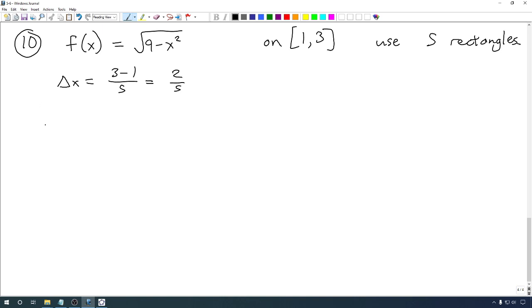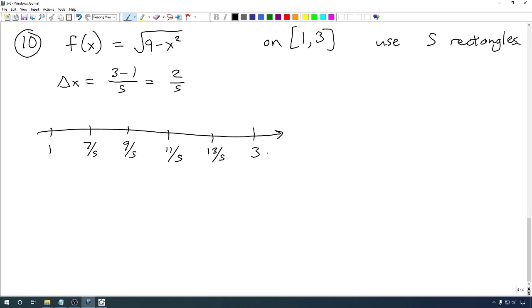We divide the interval. So maybe I'll even make this a little bit bigger so you can actually see it a little bit better. So we have here, we start at 1, and we go to 3. But we're going at widths of 2/5. So 1 plus 2/5 is going to be 7/5. Then 9/5, 11/5, and 13/5. Of course, if we go to the next one, 15/5 is 3.